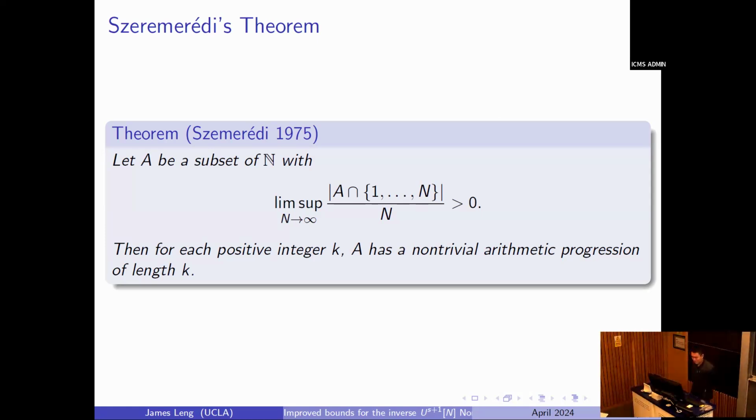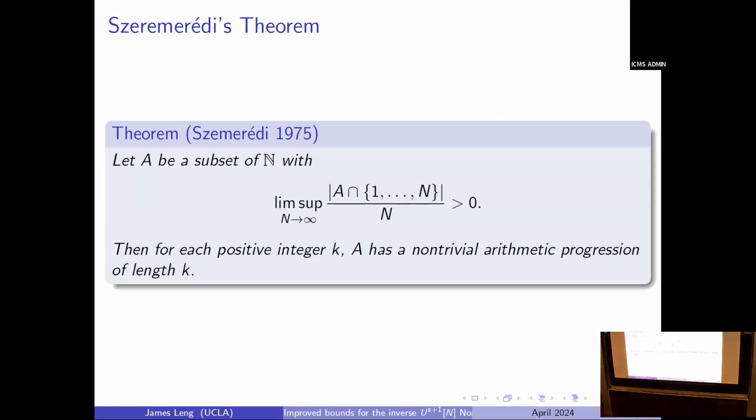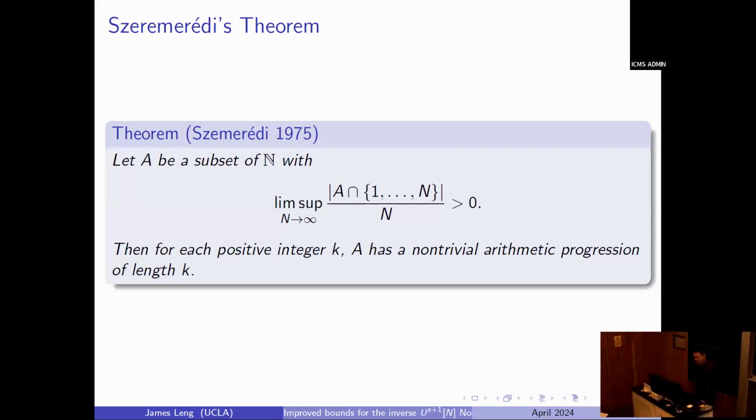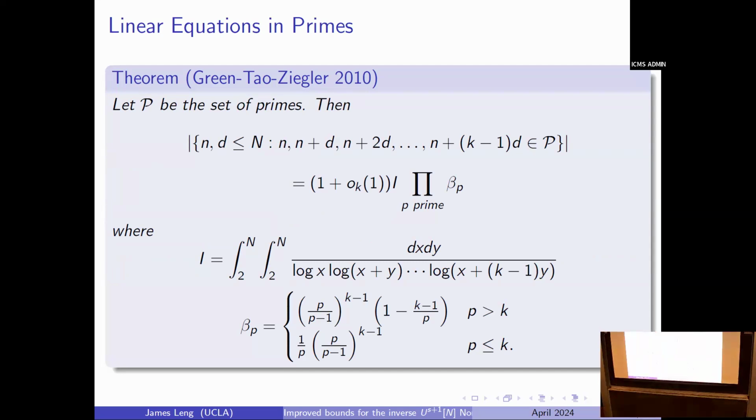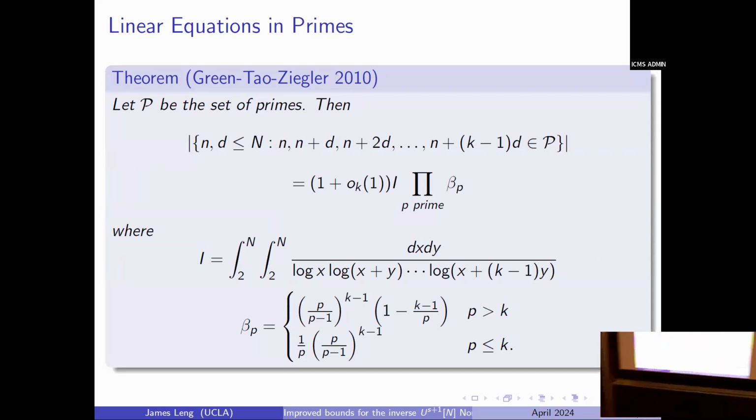So basically, it says that if you have a subset of the natural numbers which has positive upper density, then for each positive integer k, it has a non-trivial arithmetic progression of length k. Non-trivial means non-zero common difference. Second, what I'll talk about is the Green-Tao-Ziegler linear equations in primes result.